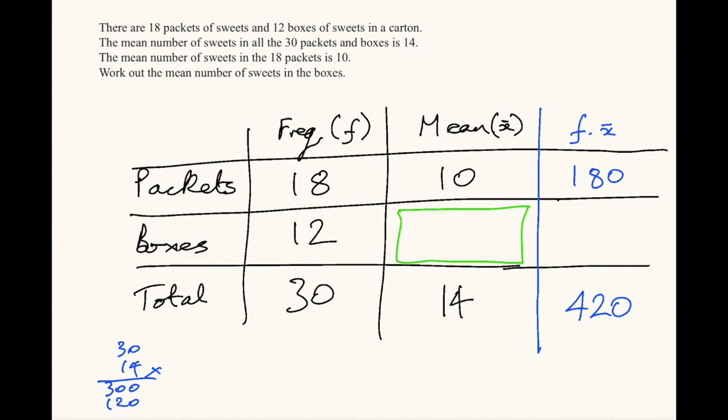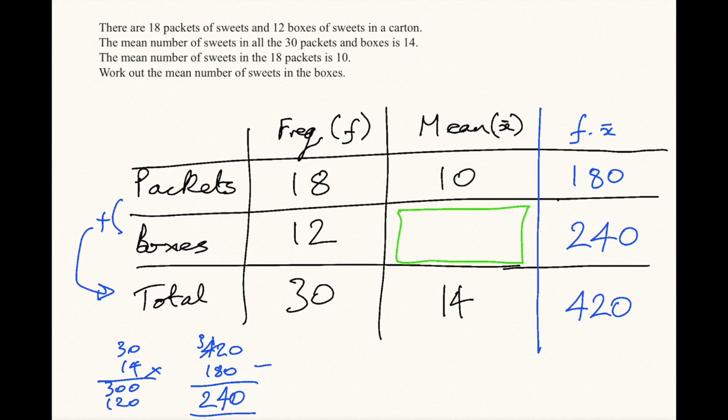And from this I can work out, because I know if I go to the fx bar column, then 180 plus something is 420, so let's do that. 420 subtract 180 is 240, so 240.